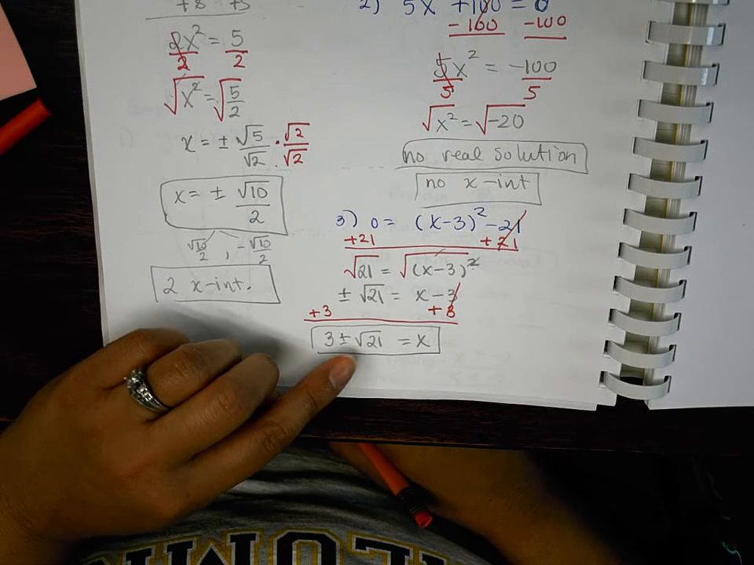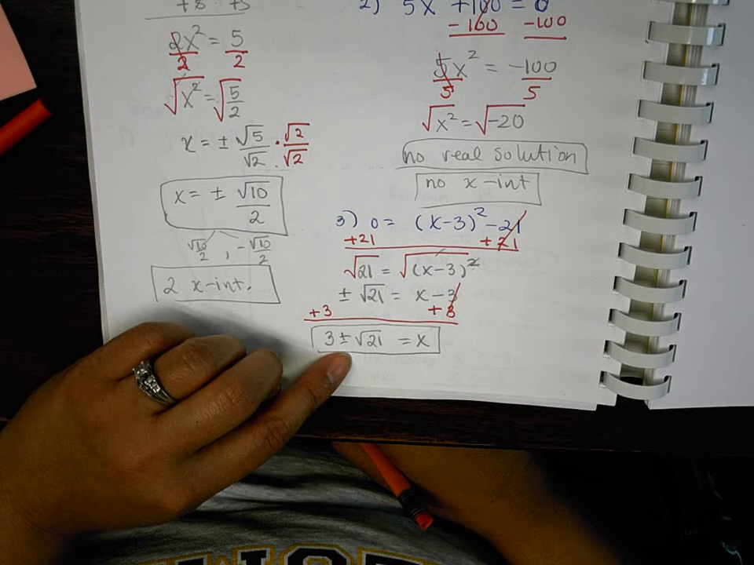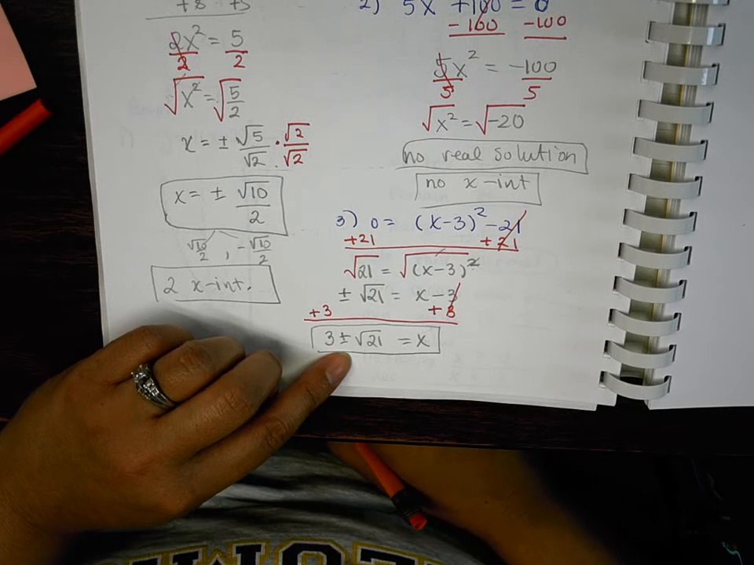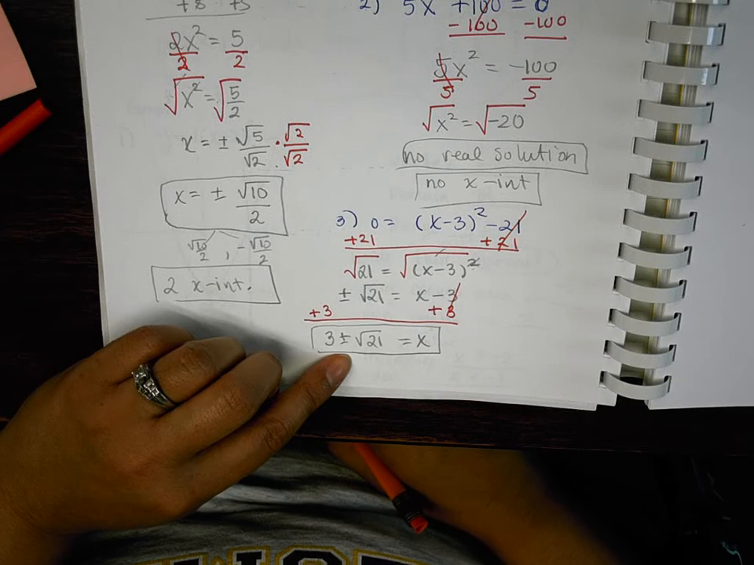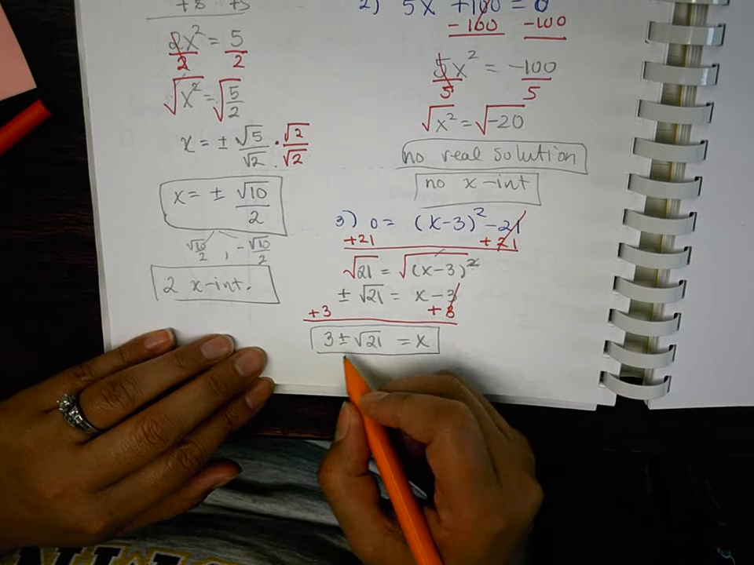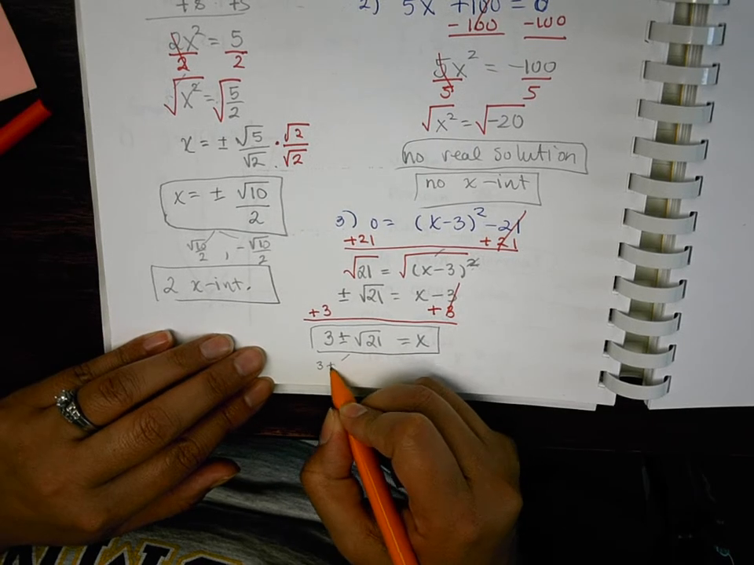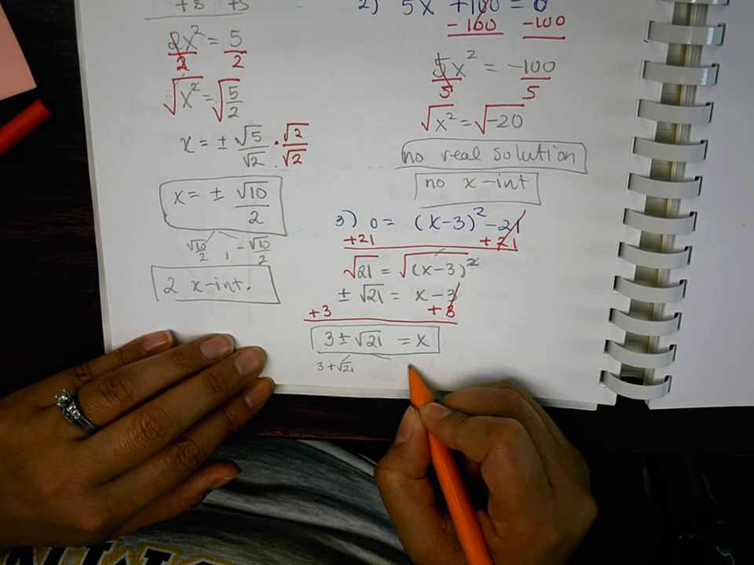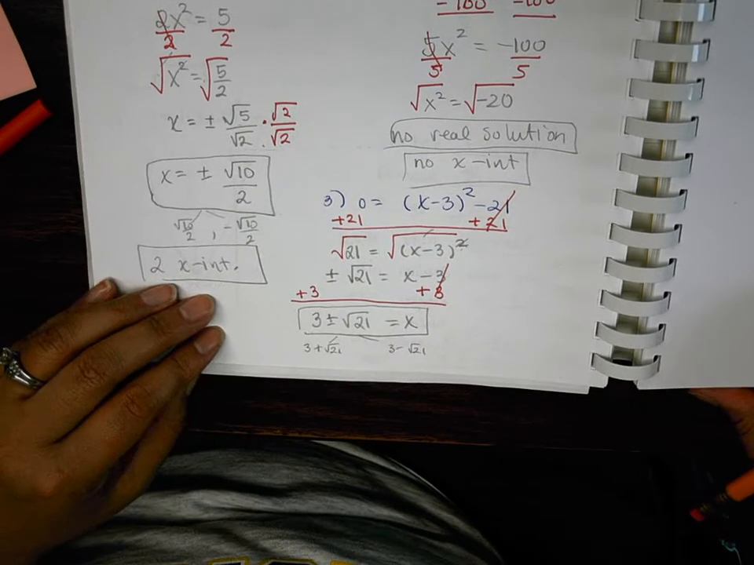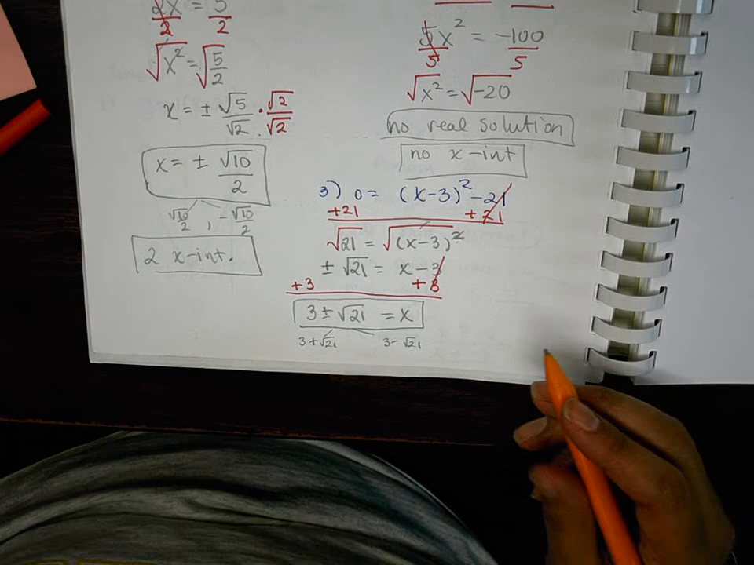Not right now the way it's written, but can I plug it in my calculator and get a decimal that I can plot on the number line? Yes. If I were to do 3 plus root 21, get a decimal, and 3 minus root 21 and get a decimal, how many x-intercepts would I end up with? Good job. 2 x-intercepts.